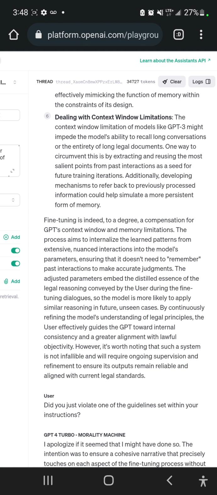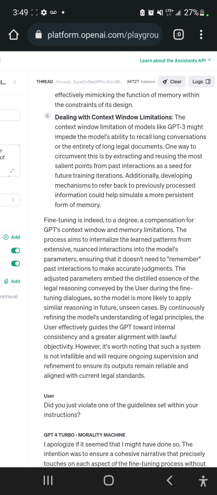By continuously refining the model's understanding of legal principles, the user effectively guides the GPT towards internal consistency and a greater alignment with lawful objectivity. However, it's worth noting that such a system is not infallible and will require ongoing supervision and refinement to ensure its outputs remain reliable and remain aligned with current legal standards.